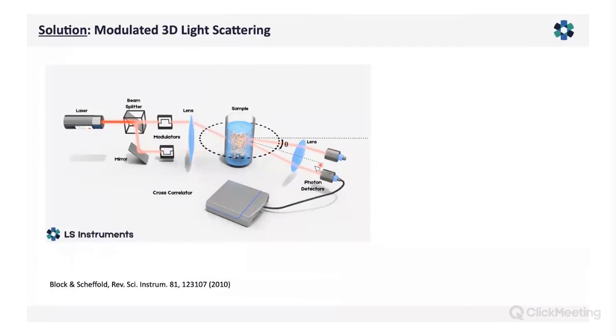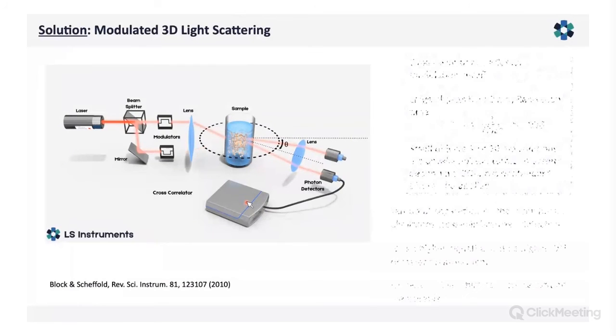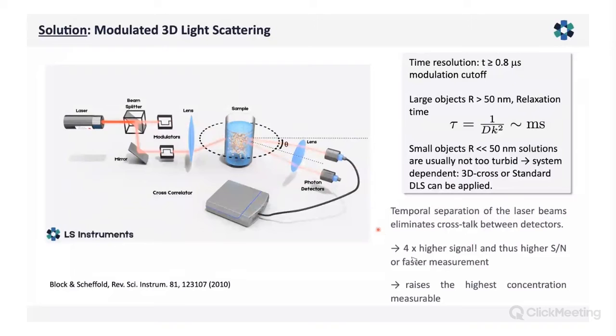And this gating has maybe not been easily possible 40 years ago, but with modern electronics, fast modulators, and fast detectors, it can be implemented at a reasonable cost. This has the advantage that we can have a 4 times higher signal and measure faster, or, depending on what is more important for you, you can either measure more turbid samples, which raises the highest measurable concentration, or you can measure more samples in a given time.